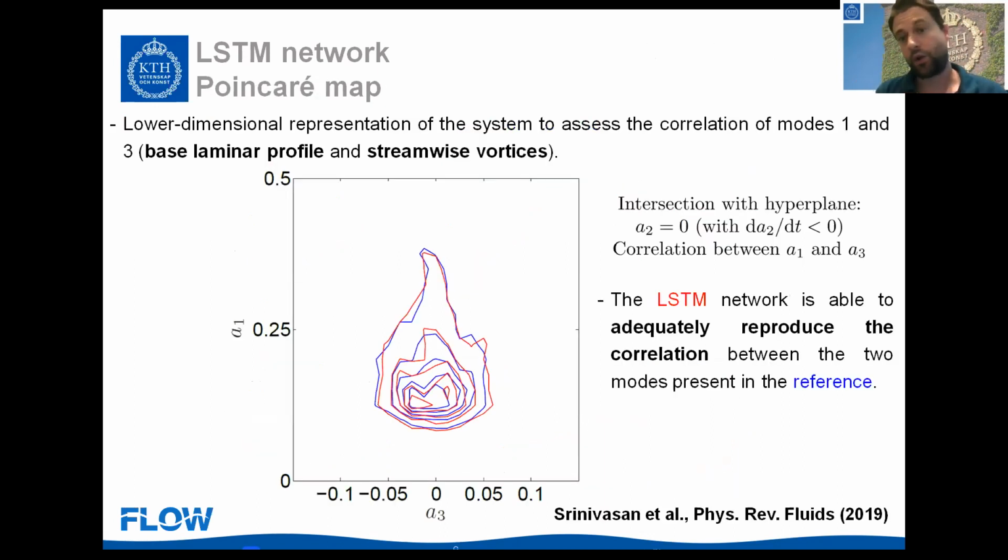And we also see, by characterizing, in this case, the Poincaré map, so we look at the correlation between the first and the third mode. This is actually the correlation between the base laminar flow and the streamwise vortices, because each of these modes is associated with a certain structure in the near wall region. And by intersecting the trajectories of these modes with the hyperplane A2 equals 0, we get these Poincaré maps. And we can actually see that they're in pretty good agreement between the reference and the LSTM model. So the dynamics are well captured.